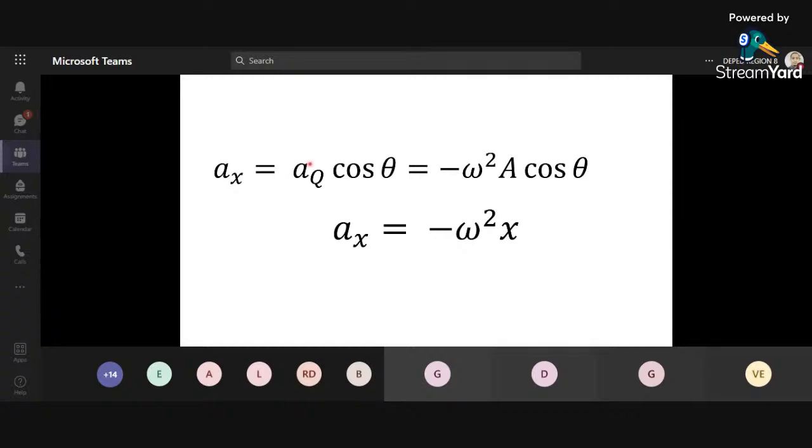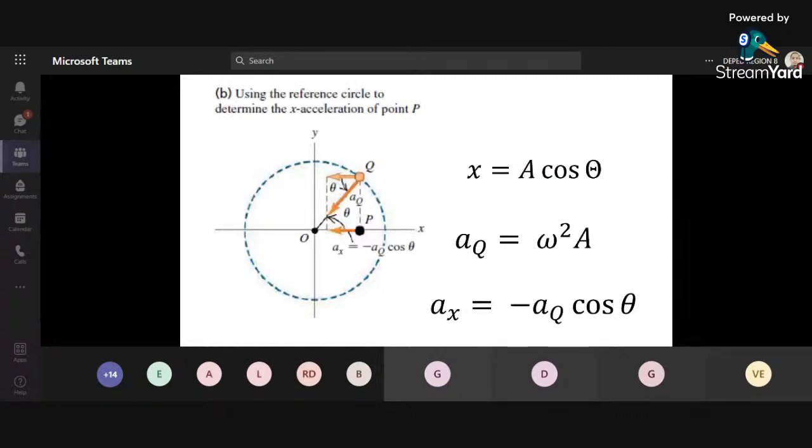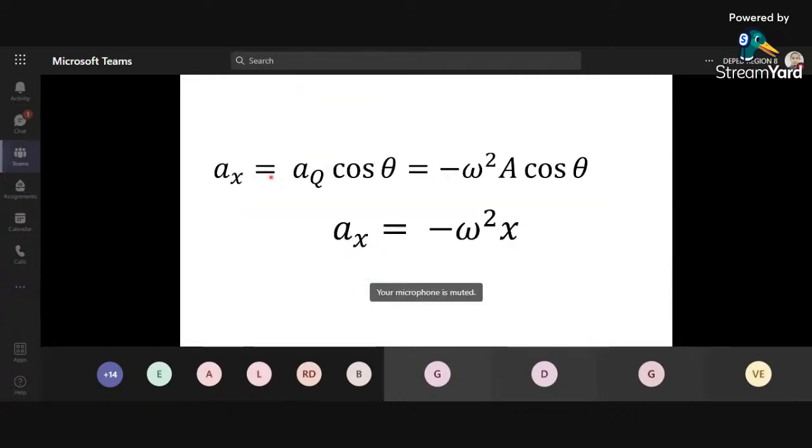Okay. Isn't it that this AQ has this equation? We saw that in the previous slide, right? Okay, AQ is equals to the square of the angular speed multiplied by the radius of the circle. Okay, so it goes here. Okay, AQ multiplied by cosine theta is equals to the square of the angular speed multiplied by the radius of the circle multiplied by cosine theta.